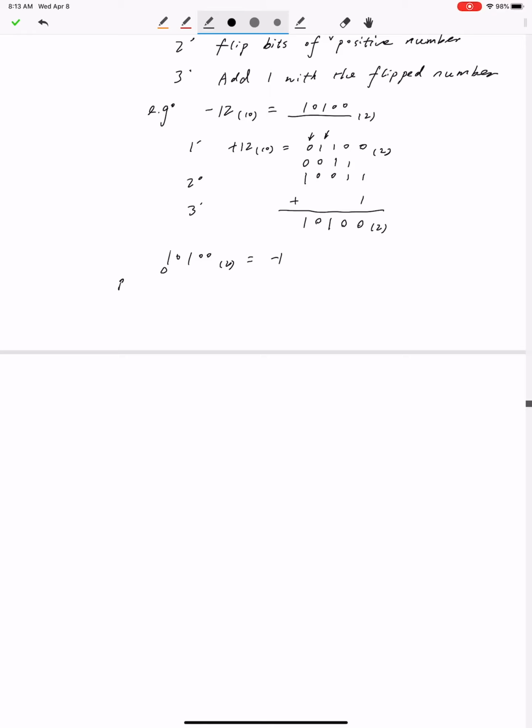So we also need to count positions of each digit, right? Starting from right to left and starting from 0. So positions of each digit are 0, 1, 2, 3, 4, right? So they are minus 1 times 2 to the power 4 plus 0 times 2 to the power 3 plus 1 times 2 to the power 2 plus 2 zeros, right? So that equals minus 16 plus 4, that equals minus 12, right? Which is the same value as before the transformation, right?